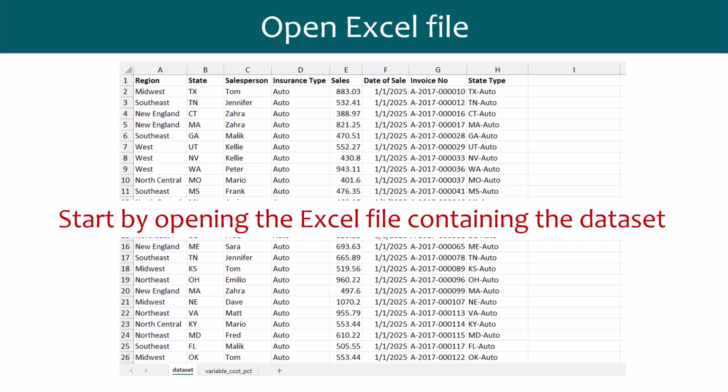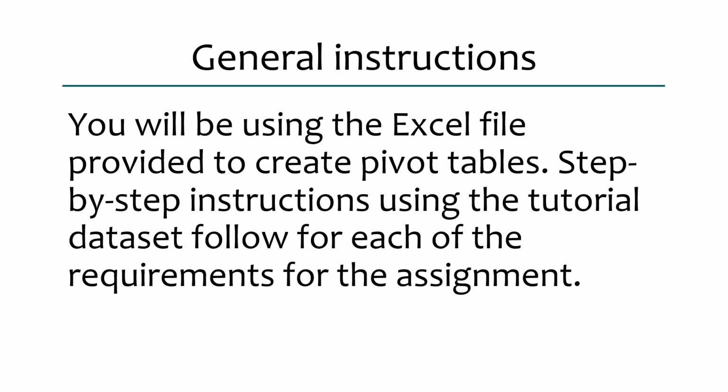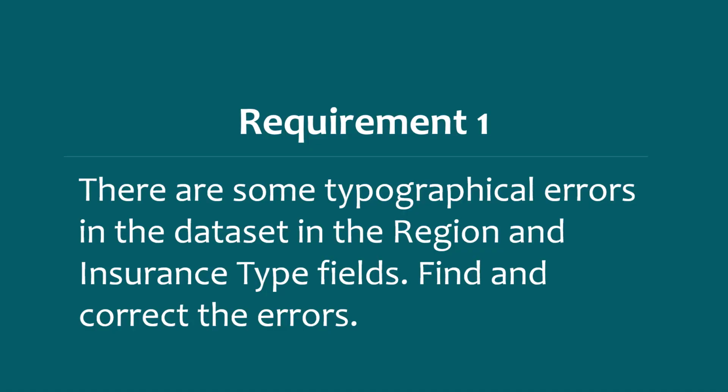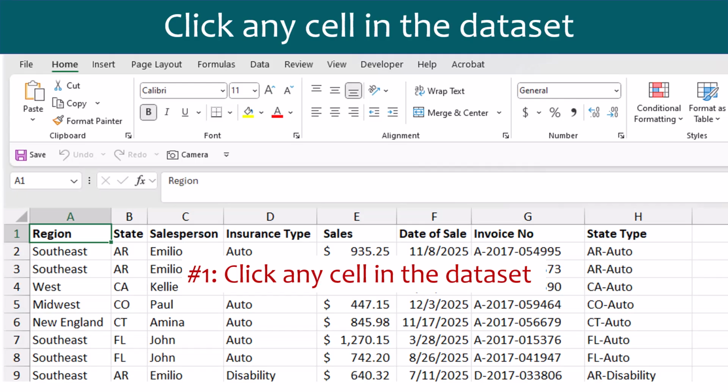Begin by opening the Excel file containing the data set. You'll be using the Excel file provided to create pivot tables. Step-by-step instructions using the tutorial data set follow for each of the requirements for the assignment. The first requirement is to find and correct errors in the region and insurance type fields.